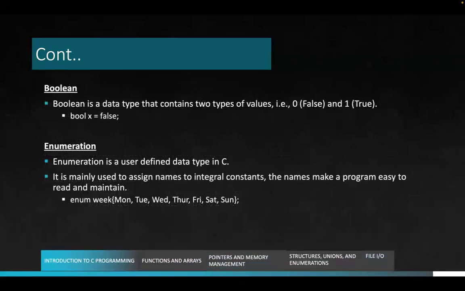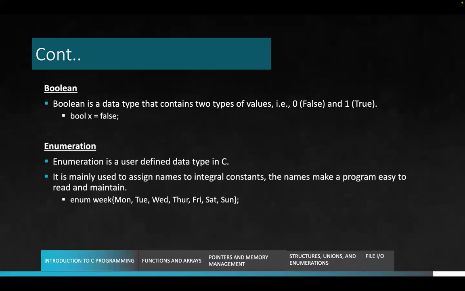Next type is Boolean. Boolean has only two values, either true or false. True is 1, false is 0. If you have only two states, for example switching the light on or switching the light off, there are only two states associated with the light, right? Anything that has only two states and you want to represent those in a programming language, then use Boolean.